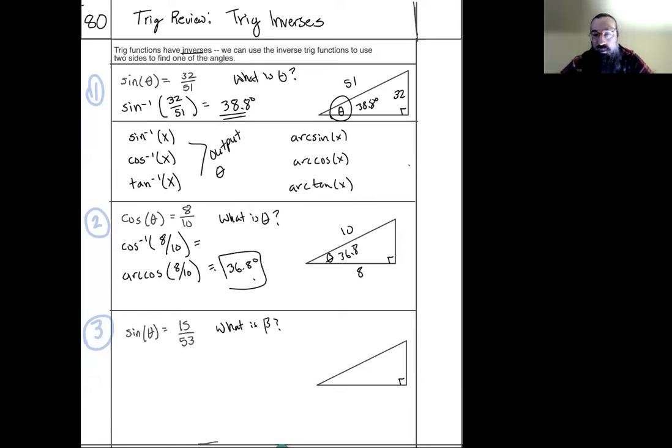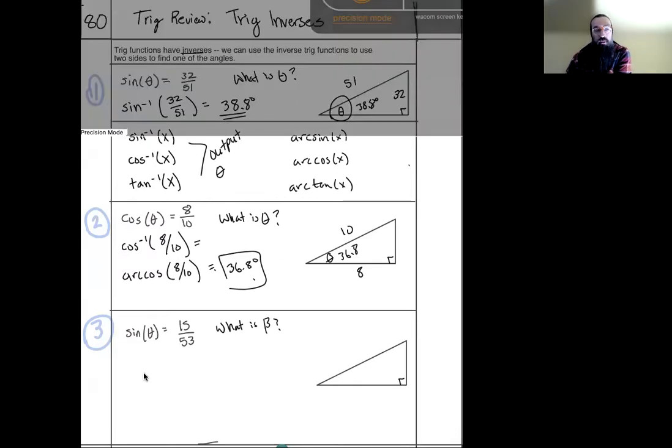Problem 3, notice carefully what is different here. Think about this for a few seconds. What is different? So let's set this up as usual. Here's sine, here's theta. Here's the opposite side. Here's the hypotenuse. But it doesn't ask us for theta, it asks us for beta. So what are we going to do? And the answer should be the same thing as before.